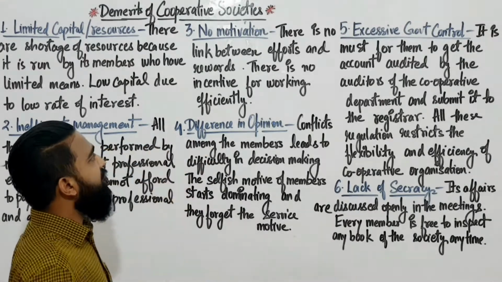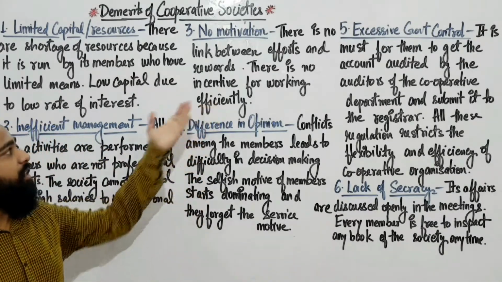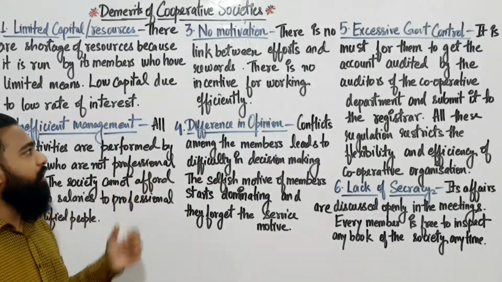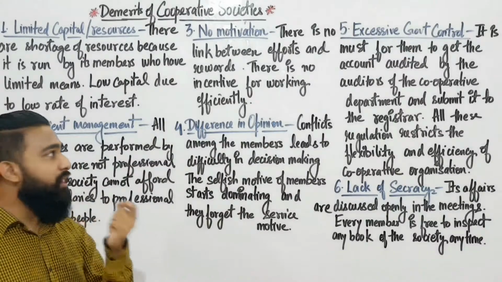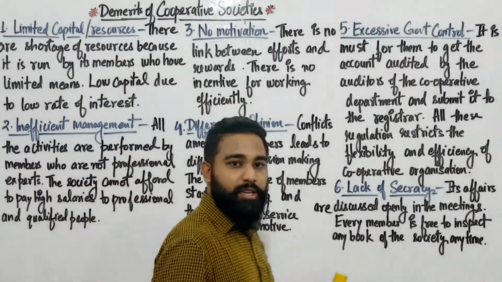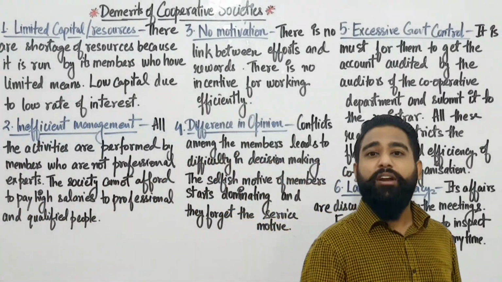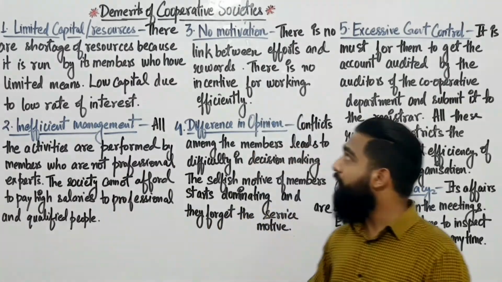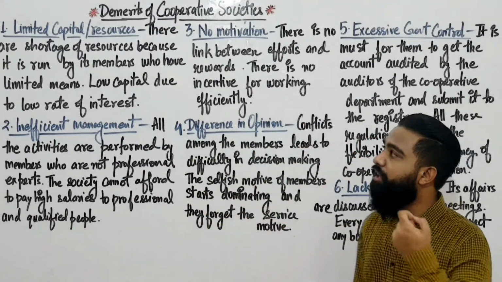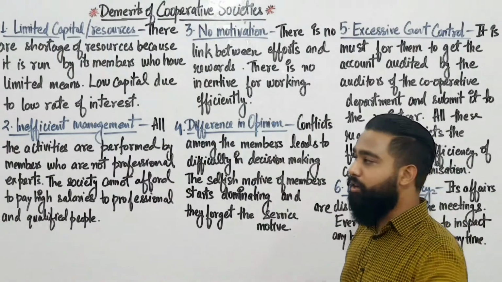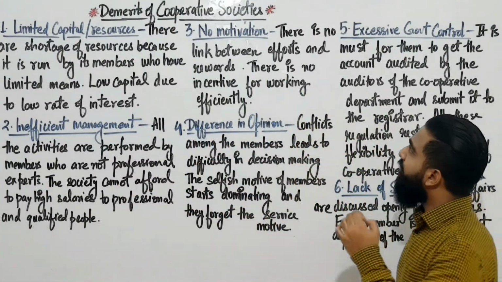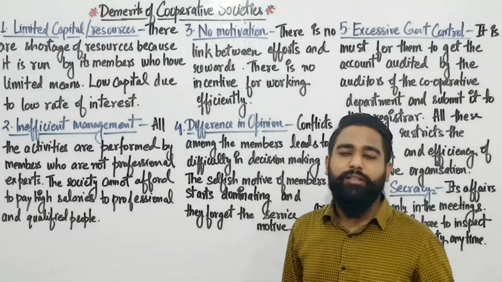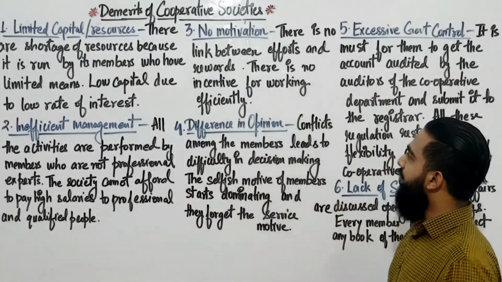There is no relation between efforts and rewards. There is no incentive for working efficiently. When employees get an incentive, they get motivated to work more efficiently. But here in the cooperative society, there is no incentive, no bonus, no extra payments. So there is not a single link between efforts and reward.